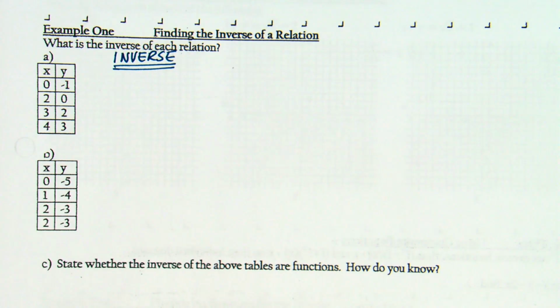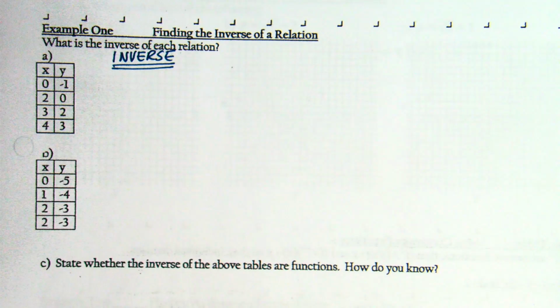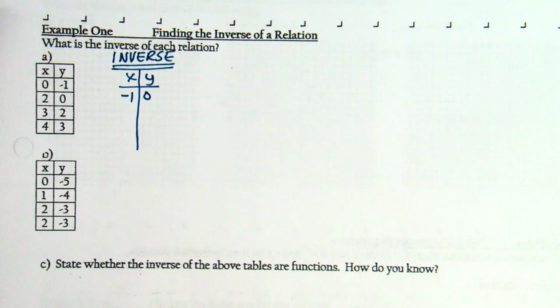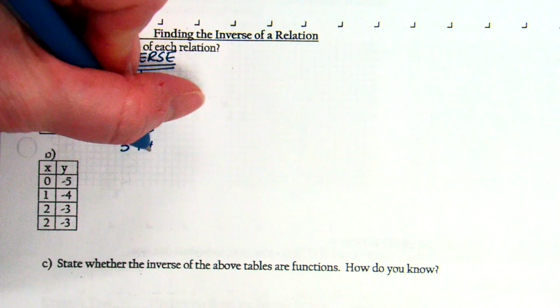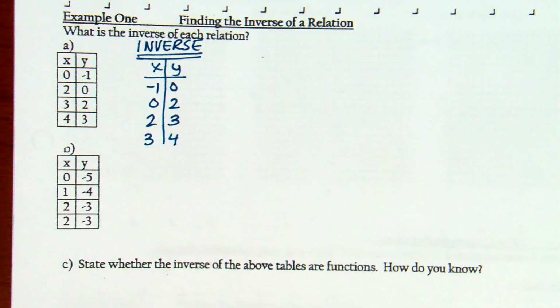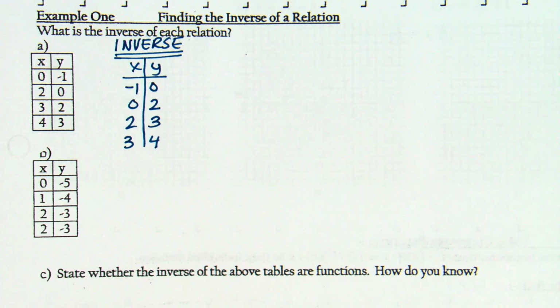It's that easy, guys. Yeah, flip-flop. What does (0, -1) become? (-1, 0). And I'm just going to set up an XY chart here. What does (2, 0) become? (0, 2). What's (3, 2) become? (2, 3). And what's (4, 3) become? (3, 4). That's all there is to finding an inverse when provided a set of ordered pairs. We have different levels of problems we're going to work here. We're starting with the basics, of course, right?